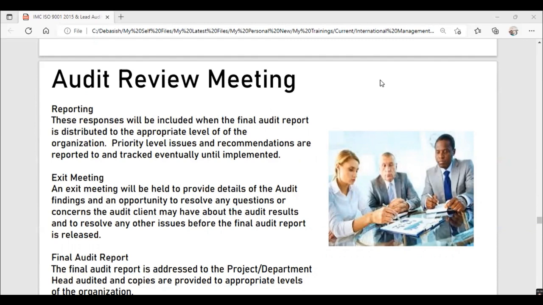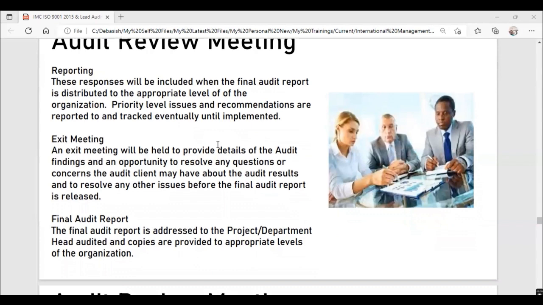Exit meeting. An exit meeting will be held to provide details of the audit findings and an opportunity to resolve any questions or concerns the audit client may have about the audit results and to resolve any other issues before the final audit report is released.